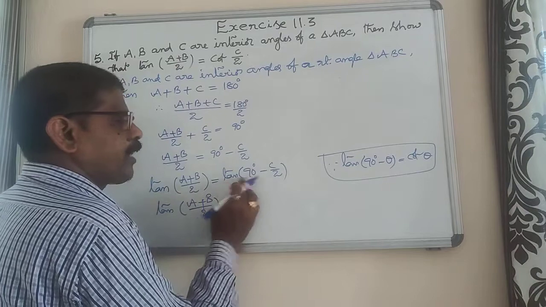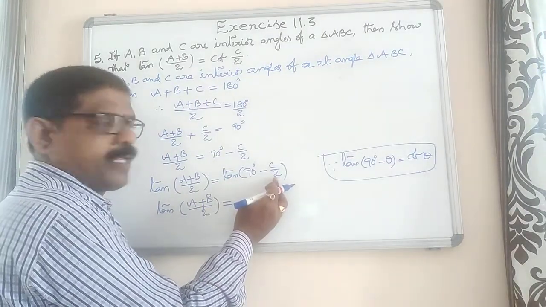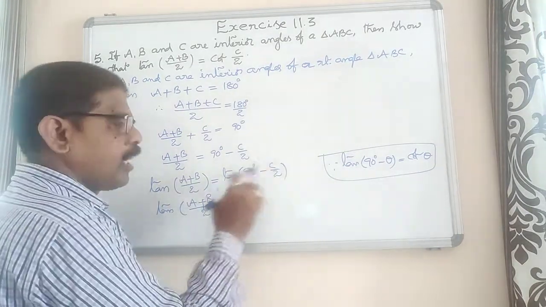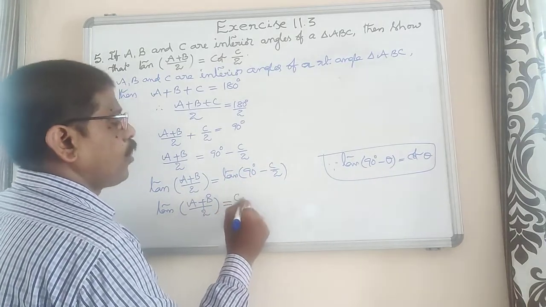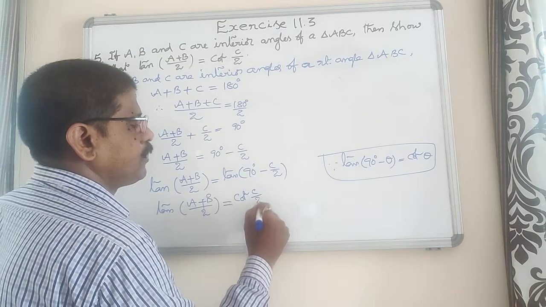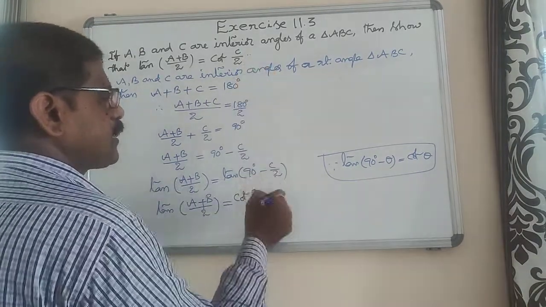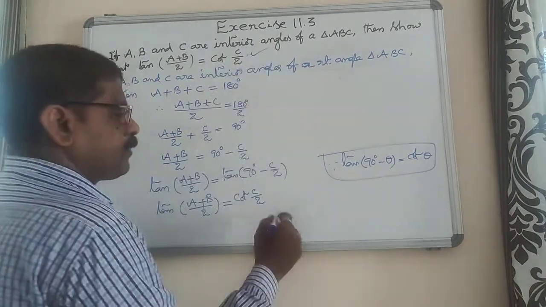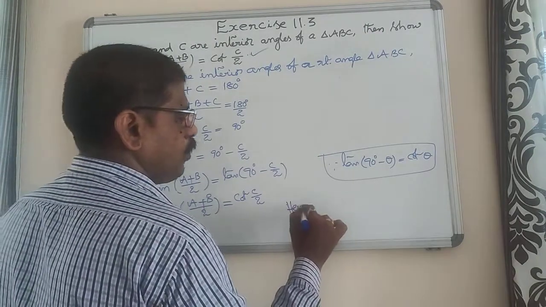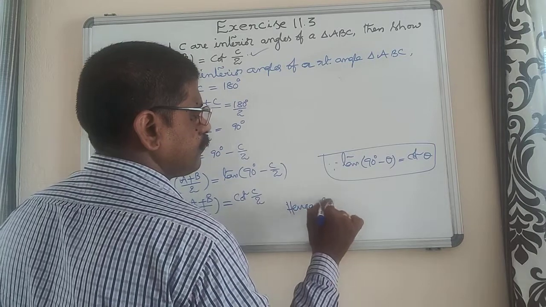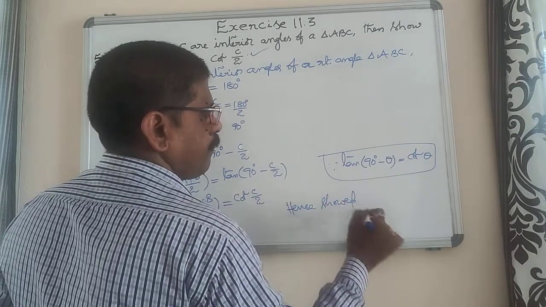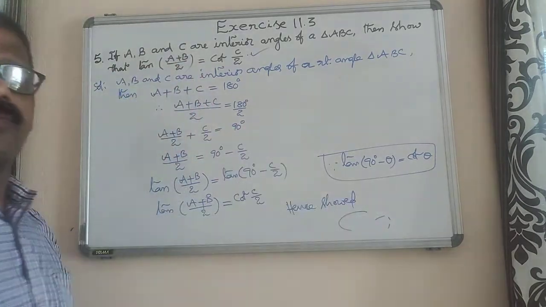Now it is in the form of tan (90 minus theta). We replace theta by C by 2. Now tan (90 minus C by 2) can be written as cot C by 2. So we have the same value. Okay. That is the answer, shown. Okay, this is the fifth question.